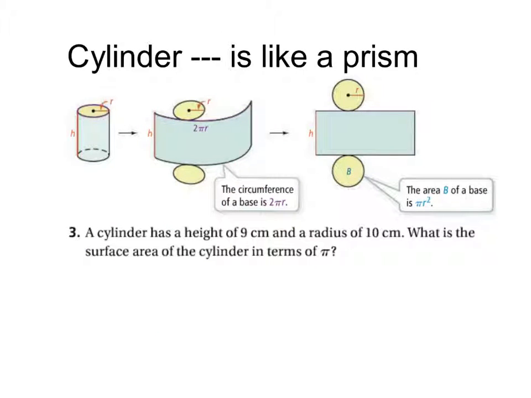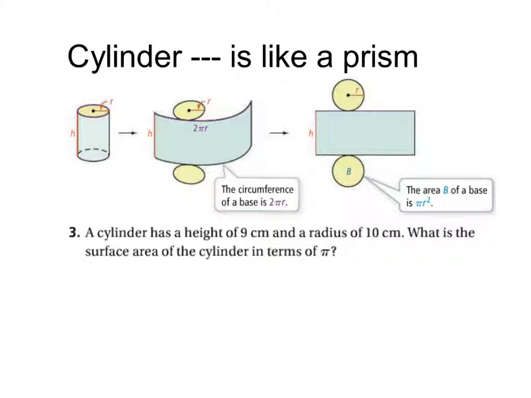Now, a cylinder is really just a special type of prism. So if you look at this, it still has 2 bases. It just happens that in a cylinder, the bases are always a circle. Okay, and if you think of like a label on a soup can, if you were to cut that label off like this, it would lay out flat as a rectangle.